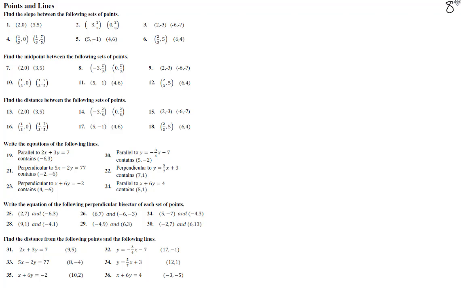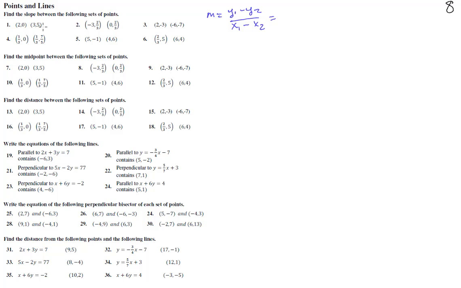Okay, here we are on page 8. We're going to do everything with points and lines. So let's start. Find the slope between the following sets of points. Now, slope, you'll remember, has that formula where you take the y's and subtract them over the x's and subtract them, and we get a ratio, a number, ratio of rise to run that represents the steepness.